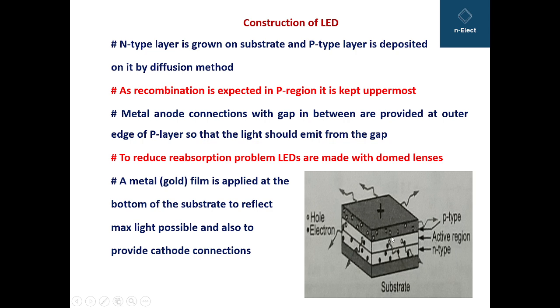To reduce the problem of reabsorption, LEDs are made with dome lenses, which we will see in the next slide. A metal gold film is applied at the bottom of the substrate to reflect the maximum possible light and also to provide the cathode connection. So here the anode connection is provided from the topmost layer and the cathode connection is provided from the bottom layer.